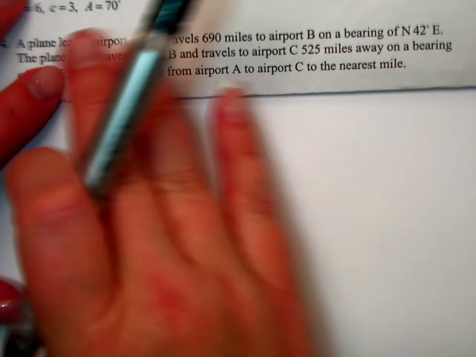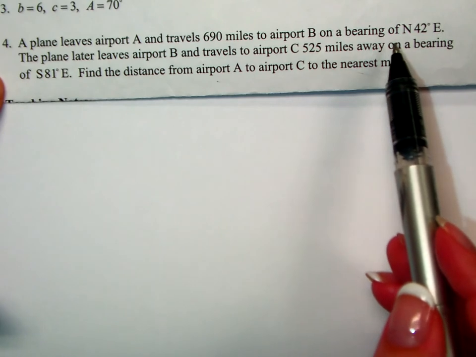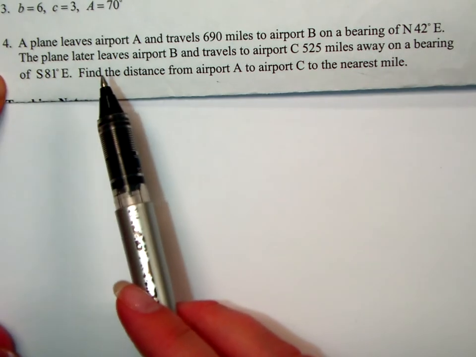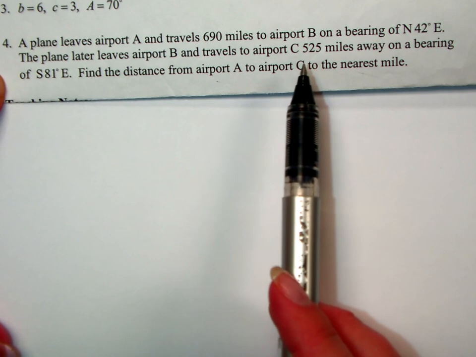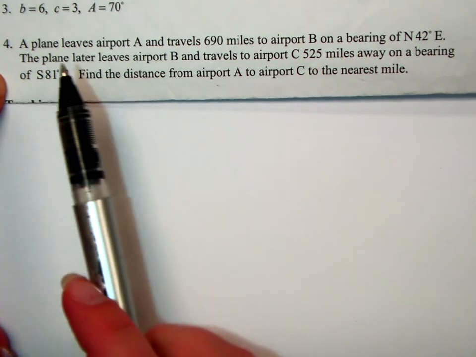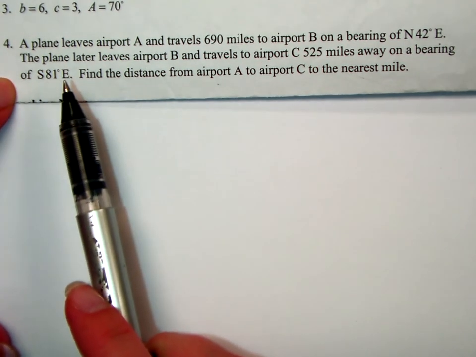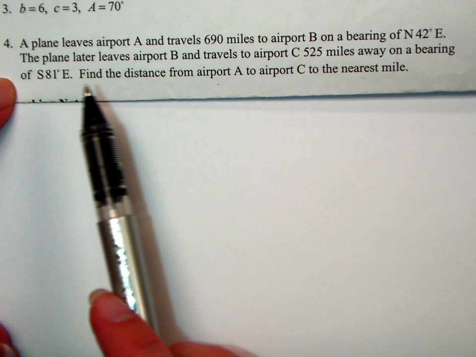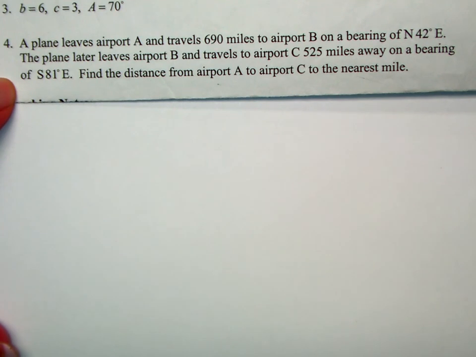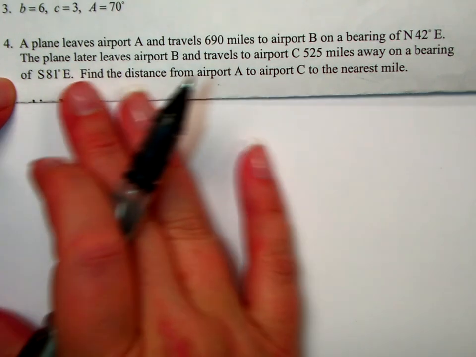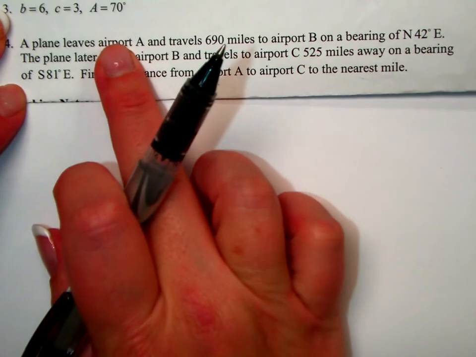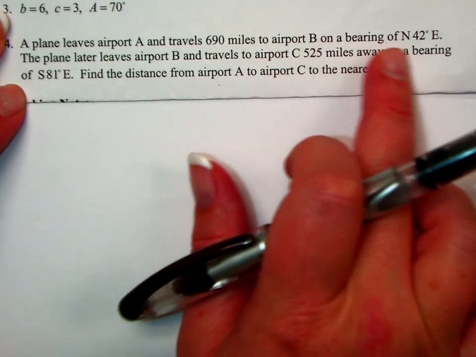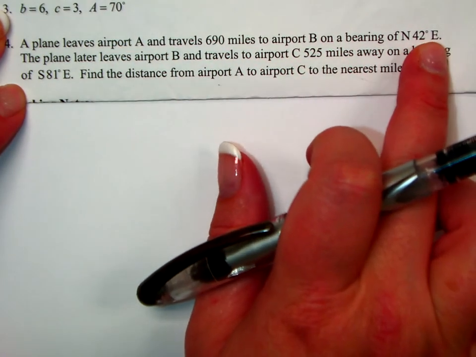So we're going to talk about how to draw that. The plane later leaves airport B and travels to airport C, 525 miles away on a bearing south 81 degrees east. Find the distance from airport A to airport C to the nearest mile. All right. So we're going to leave airport A and we're going to go north 42 degrees east.